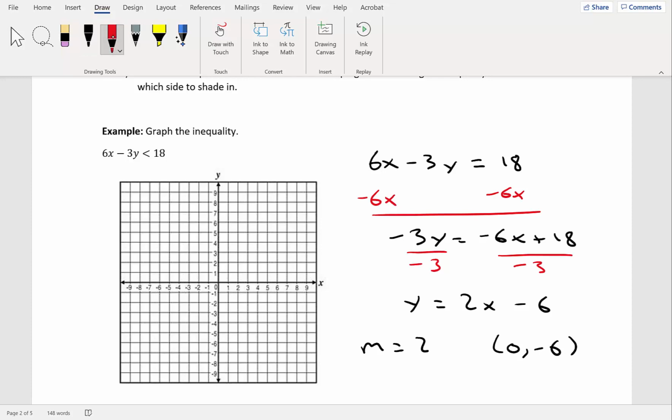Okay. So we have (0, negative 6), which is this point over here. And now our slope, remember this is 2 over 1, it's telling us to go up 2 and to the right 1. And now we get this point. Now that we have 2 points, we can go ahead and connect them with a line. Now be careful here, since it's just less than, we don't have that equal to sign underneath. We're going to connect these points with a dotted line.